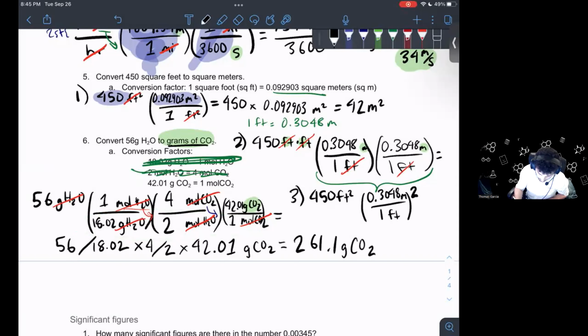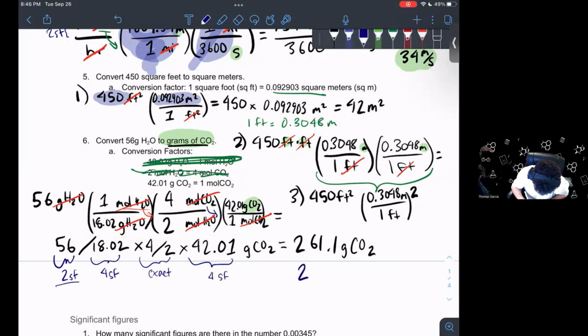Now you might yell at your screen and say, Mr. Garcia, what about sig figs? Well, let's go ahead and look. So first off, our first number has 2 sig figs, 4 sig figs. These are exact, and we don't have to worry about the sig figs on exact numbers. These are 4 sig figs. And so our lowest one is 2. So I should actually go ahead and convert this back to 2 sig figs. So I'm going to go and write our proper answer as 260 grams CO2. Also okay to write 2.6 times 10 to the second grams CO2. Both are acceptable answers.